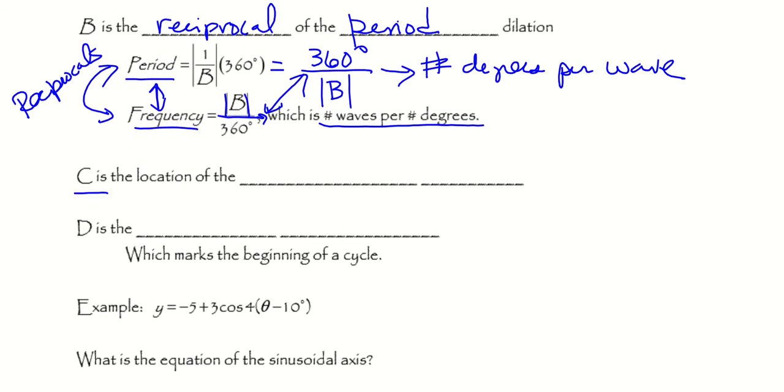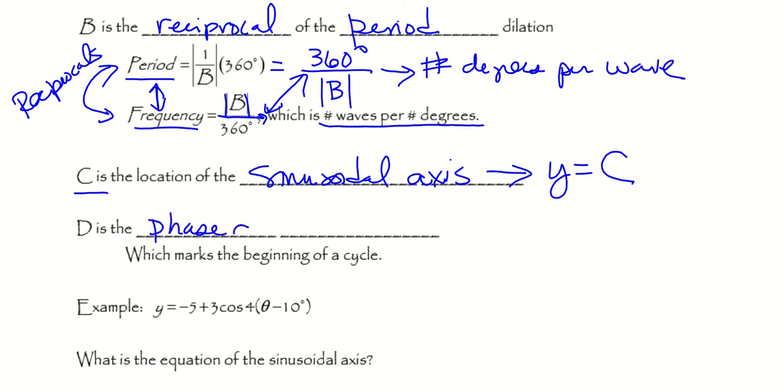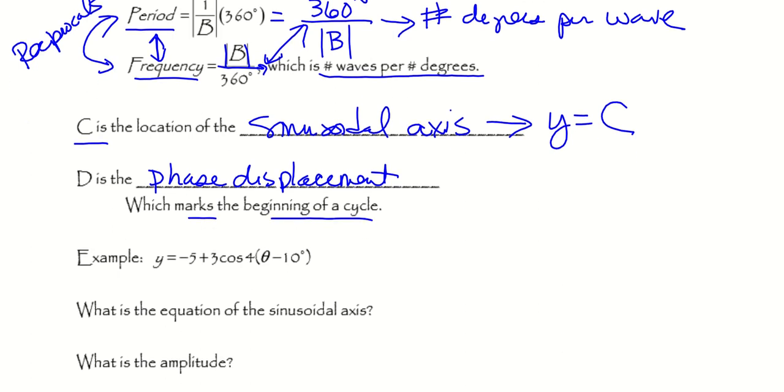C is the location of the sinusoidal axis. Now our sinusoidal axis is a line, and its equation will be y equals c. C is what's added outside of the function. D is what we call our phase displacement. We would have called it in our first unit our horizontal shift, and that's going to mark the beginning of a cycle. So let's look at an example.